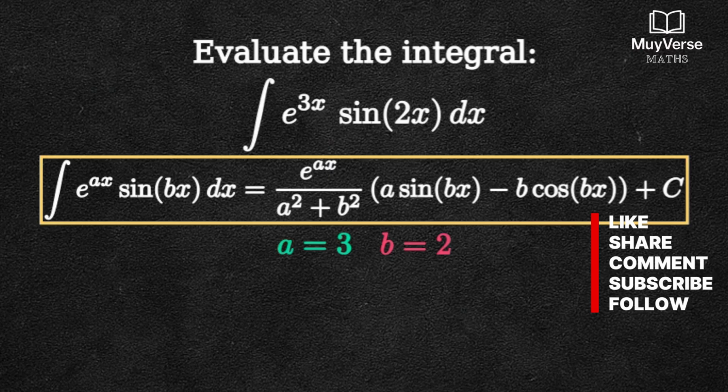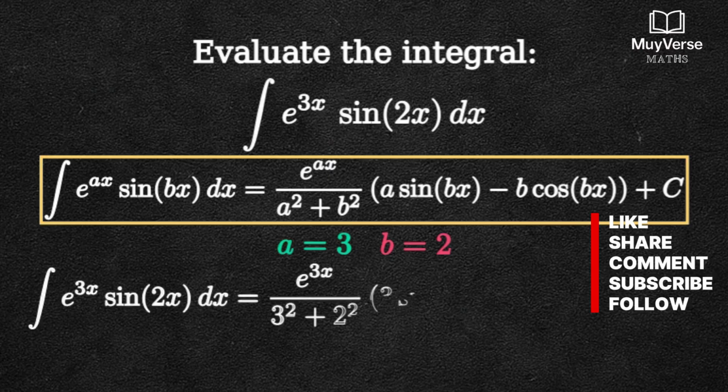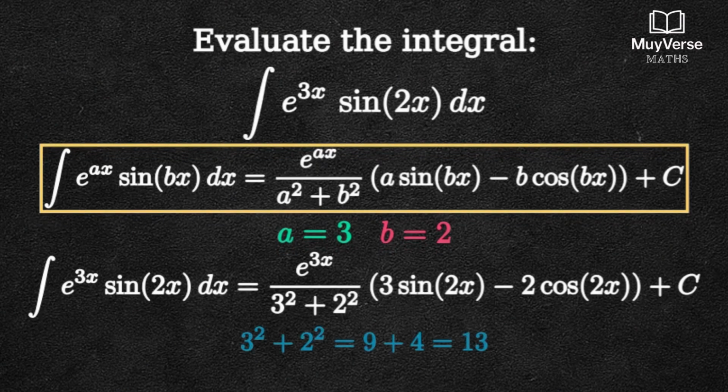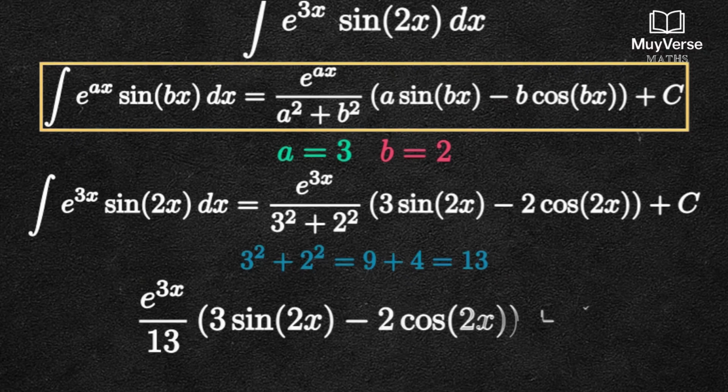Substitute these values into the identity. Now simplify the denominator. 3 squared plus 2 squared equals 13. That gives our simplified antiderivative. Result complete.